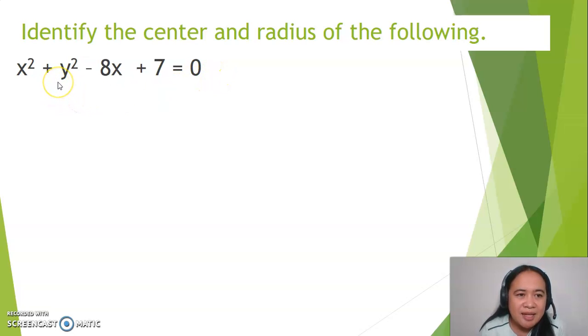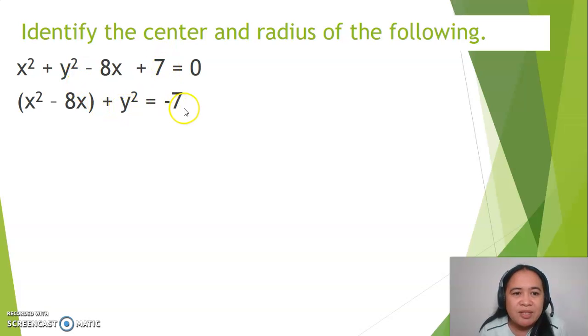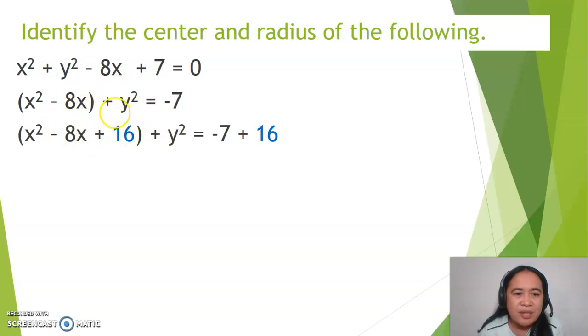So first thing, group all x terms and y terms. There is no linear term for y, so just y squared. And transfer 7 to the other side, which would be negative 7. Now, get half of 8, which is 4. Square that, that would be 16. Then plus y squared. Then negative 7, we added 16, so also add 16 to the other side.